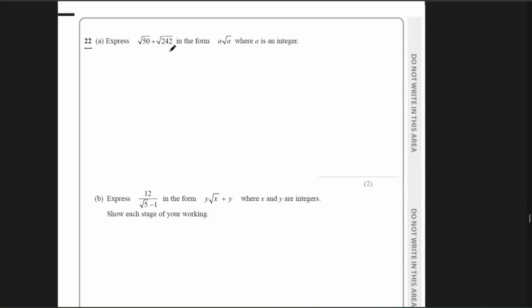Okay. Question 22. A. Express root 50 plus root 242 in the form a root a, where a is an integer. So we need to simplify these. Root 50 plus root 242. We are free to use our calculator. So root 50 gives us 5 root 2 plus root 242 gives us 11 root 2. So we can see root 2 is common in both the terms, so we can factor out root 2. So root 2 bracket 5 plus 11, and that is 16 root 2.